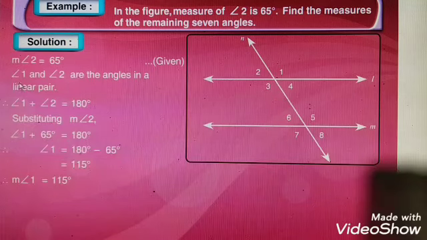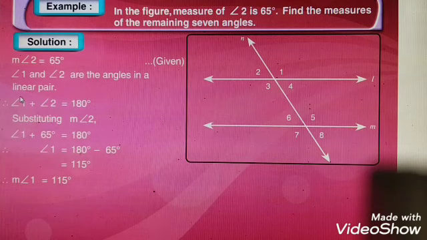As I know, angle 1 and angle 2 are angles in a linear pair. Can you see? They both are in a linear pair. Therefore, I know that linear pair angles are always supplementary angles. Supplementary means 180 degrees. Therefore, if I add the first angle and the second angle, I will get 180 degrees. Therefore, angle 1 plus angle 2 is equal to 180 degrees.